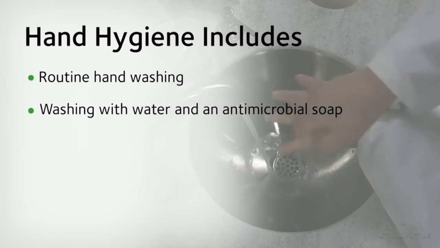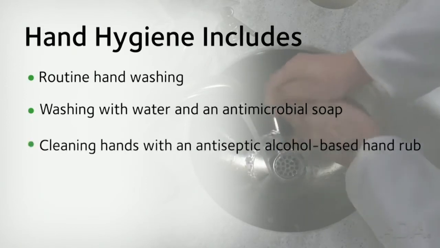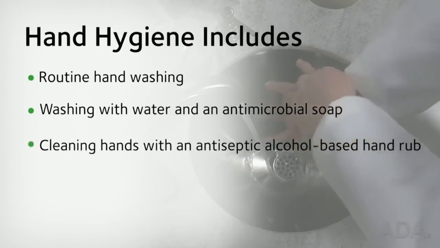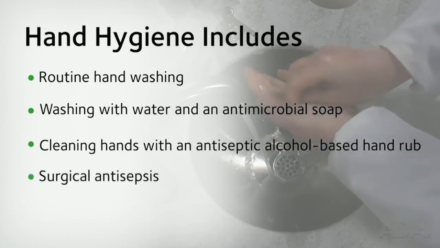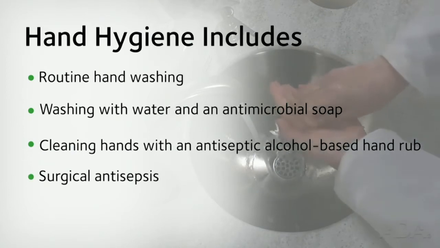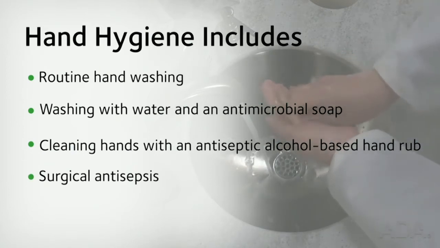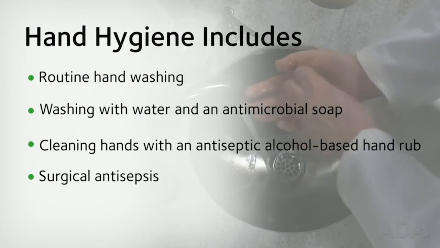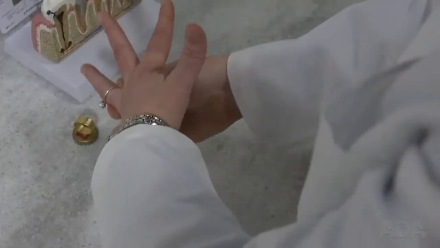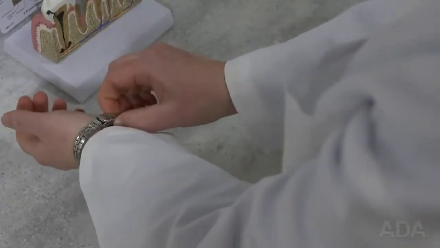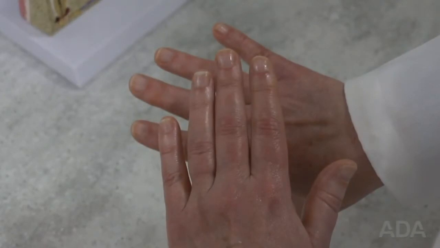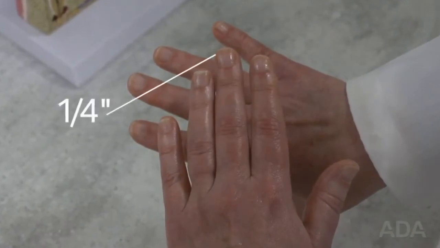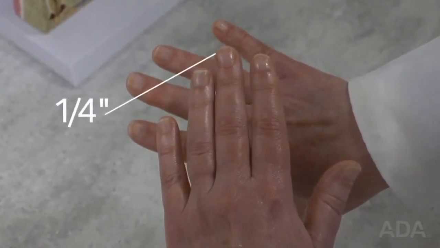Hand washing with water and an antimicrobial soap, cleaning hands with an antiseptic alcohol-based hand rub, and surgical antisepsis, using water and an antimicrobial soap or water and non-antimicrobial soap, followed by an alcohol-based surgical hand scrub product with persistent activity. In keeping with infection control procedures in the dental practice, avoid wearing jewelry, including watches. Keep your fingernail tips trimmed to about 1/4 inch. They should be neatly filed with no sharp edges.